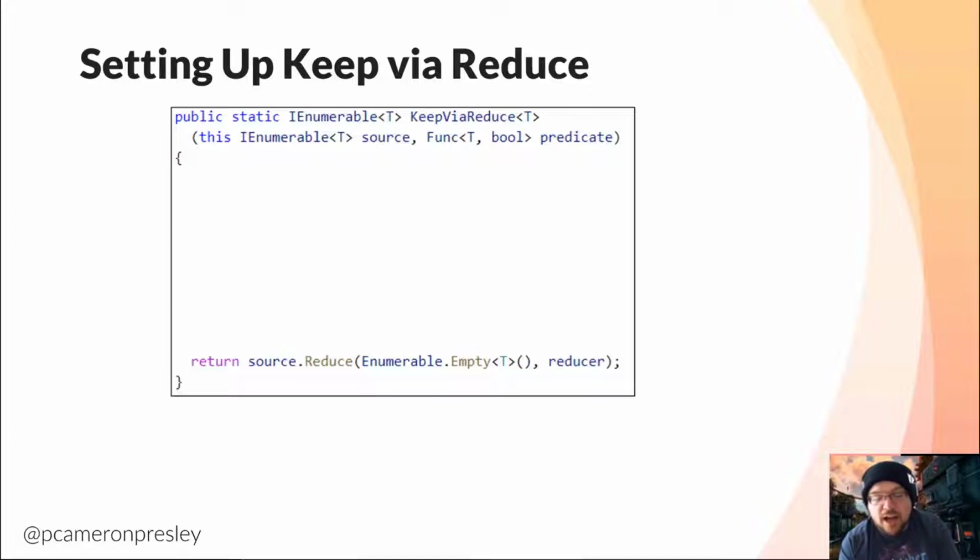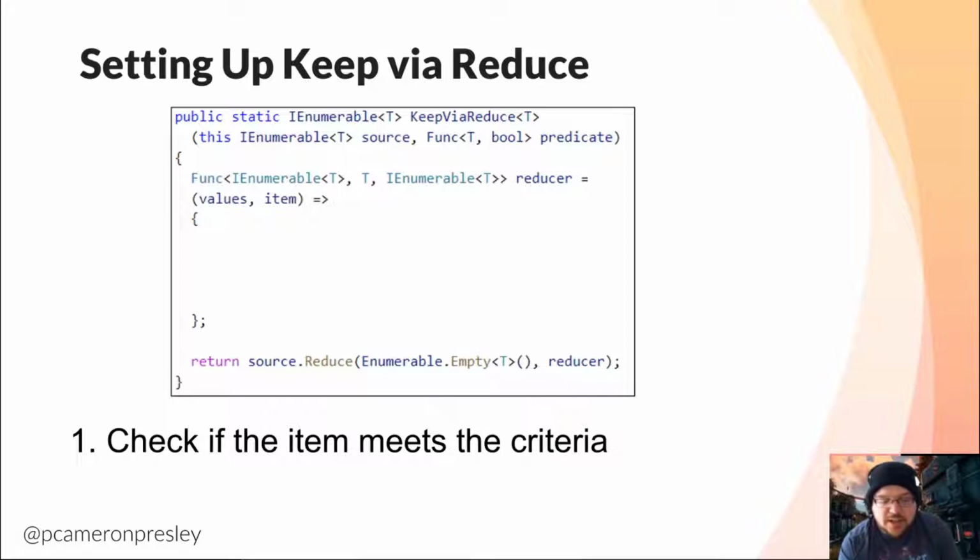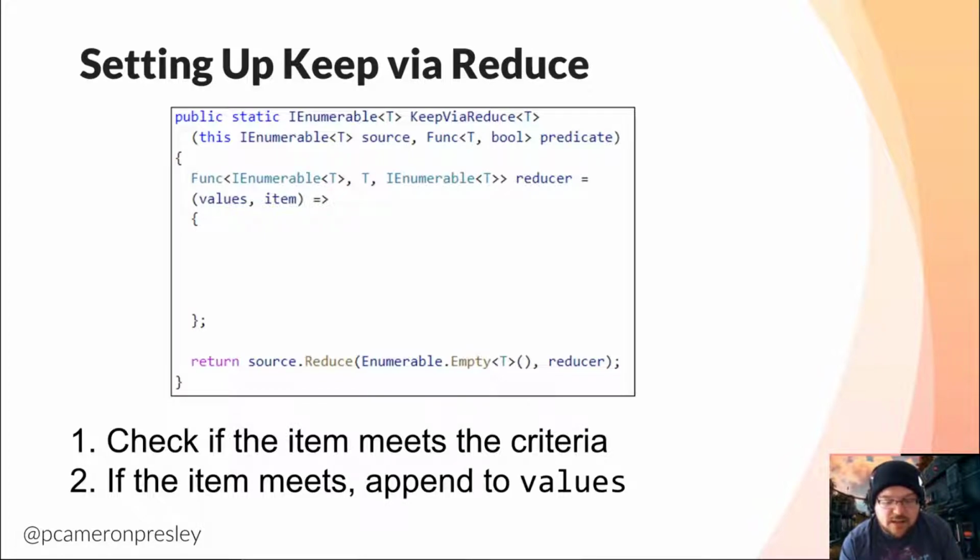Because we know our initial value, I can plop in some boilerplate code here and that'll work just fine. So now we're back to our reducer function. And our reducer in this case says, all right, well, we've got an IEnumerable of T called values, and we've got some item from the original source of things called item. I've got to figure out a way to return you back an IEnumerable of T. So the questions we've got here is we need a way to check to see if the item meets the criteria, so if we should keep it or not. And then if it does meet that criteria, we need to append it to values.